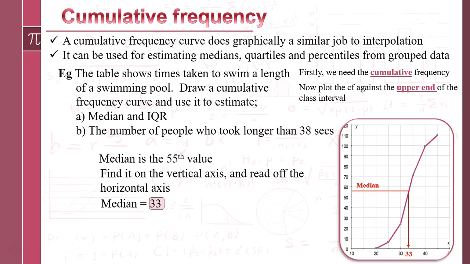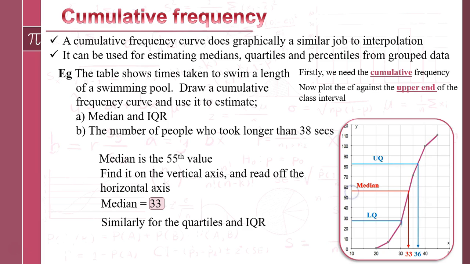Okay, so quartiles, same kind of deal as the median. We need 3/4 of the way up, 1/4 of the way up. So there's our upper quartile. Find that on the vertical axis, read off the bottom. Likewise for the lower quartile. And therefore our interquartile range is just the difference between those two things, which is 5. And there we go. That is basically just kind of the same as we had at GCSE.